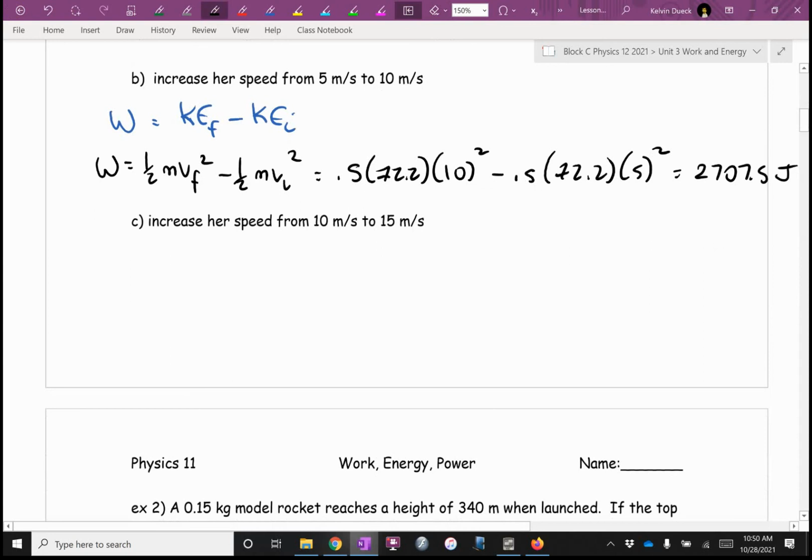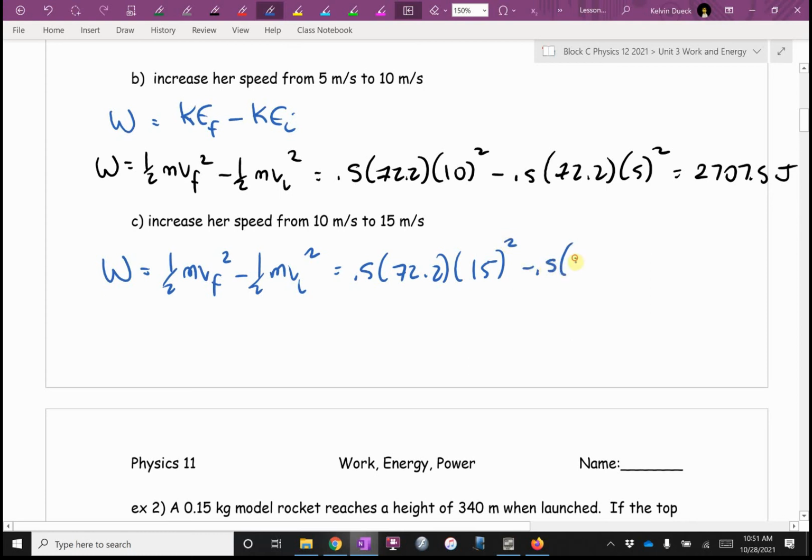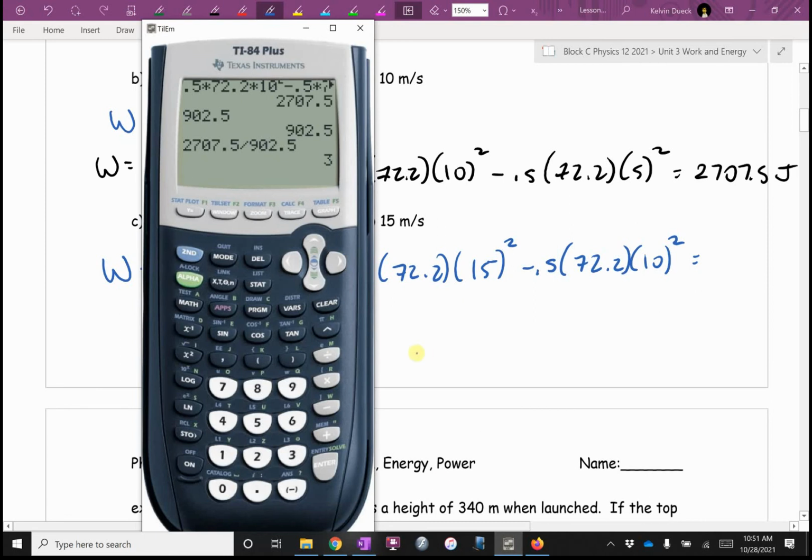What about from 10 to 15? Going to be more. It's going to be a half m v final squared minus a half m v initial squared. It's going to be 0.5 times 72.2 times 15 squared minus 0.5 times 72.2 times 10 squared. Hopefully, if you've got a good calculator, you might be able to just backspace and edit. Let me see if I can bring that previous line back. Yeah, I can. And I can change the 10 to a 15, and I can change the 5 to a 10.